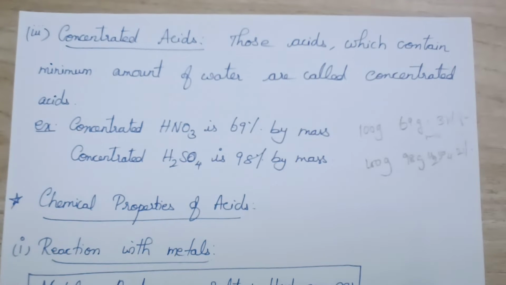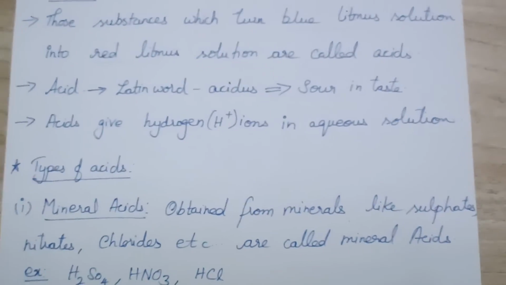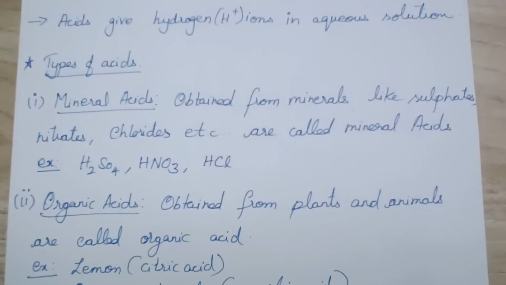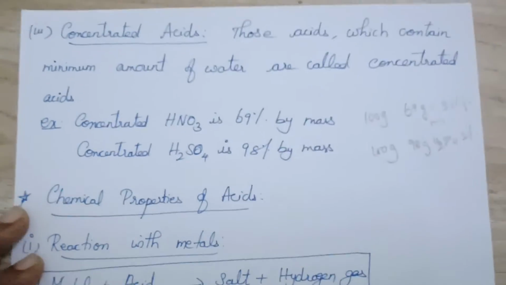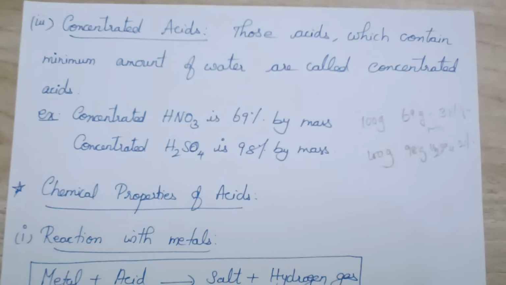So these are the basic types of acids. What are they? Mineral acids obtained from minerals, organic acids obtained from plants and animals, and concentrated acids, which give the concentration of the acids by mass.